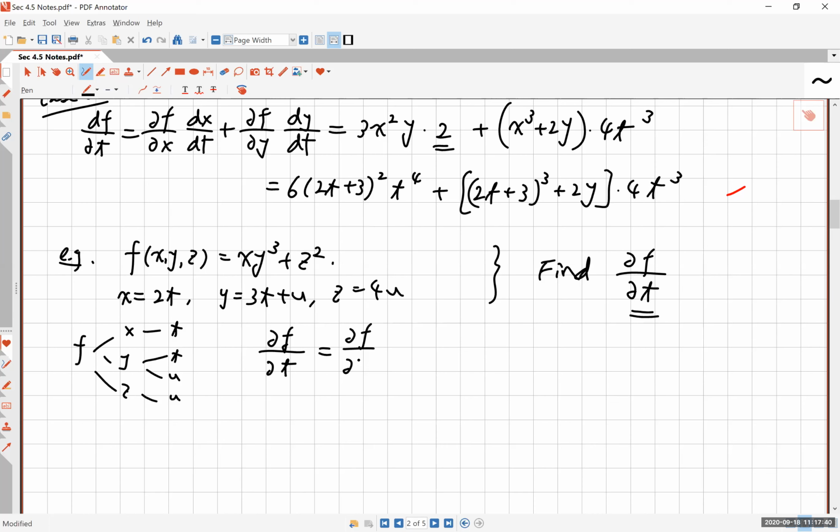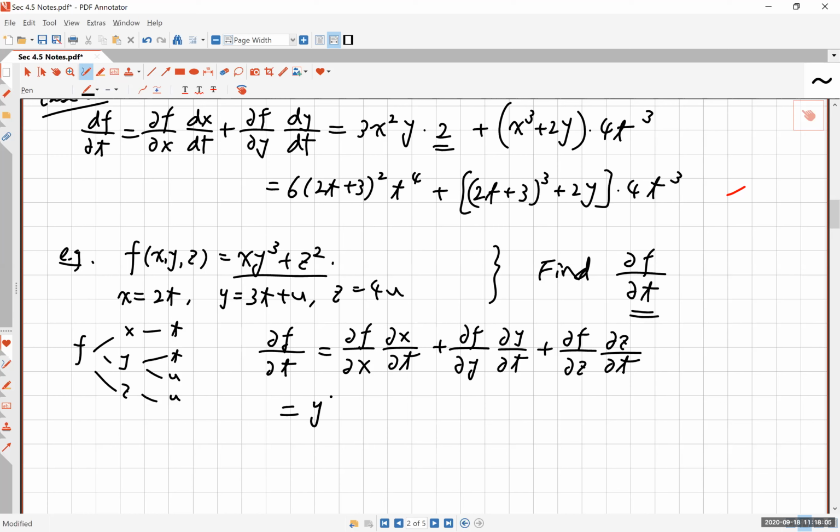This is the partial of f with respect to x times dx/dt, plus the partial of f with respect to y times dy/dt, plus, remember you have 3 variables for f, the partial of f with respect to z times dz/dt. That's what we are looking for. The partial of f with respect to x, if you're looking at this, is y cubed. That's it, right? x with respect to t, where is my x? Here, right? So that's 2. And then the partial of f with respect to y is 3xy squared.